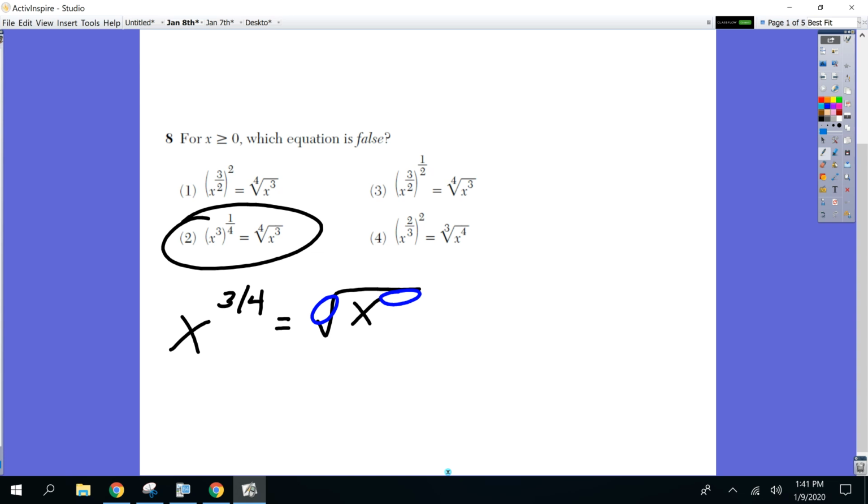Okay? Exponent over index, e over I. So what's my exponent that should go on the x? 3, the numerator. And what's my index? The denominator, 4. Okay? Again, exponent over index.